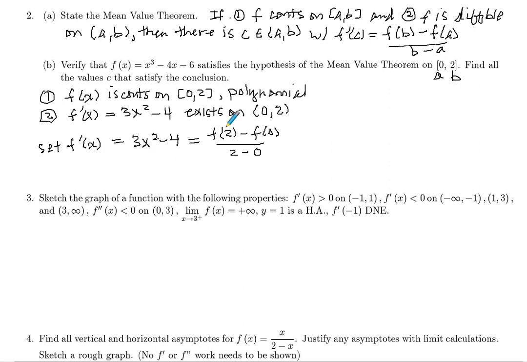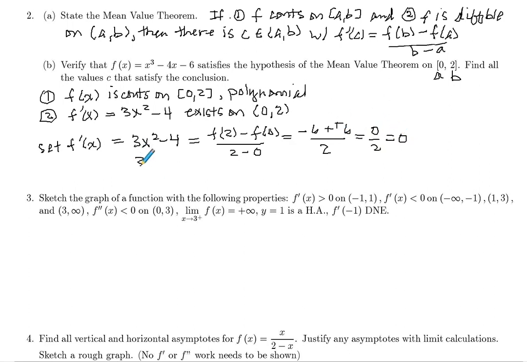Alright, so plug in 2, that's going to be 2 cubed minus 4 times 2, minus 6. So that's 8 minus 8 minus 6, so this is negative 6. Minus f of 0, which is 0 minus 0 minus 6. That's negative 6 minus negative 6, over 2 minus 0, which is 2. And that gives us a 0 on the top. The double negative makes a positive. This is 0 over 2, which is 0.